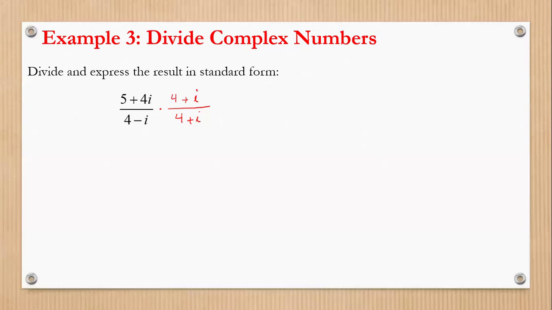Because if I multiply the denominators 4 minus i and 4 plus i, it's like a squared plus b squared, which is 4 squared plus i squared. And i squared is negative 1, so it's 16 plus 1, which is 17.